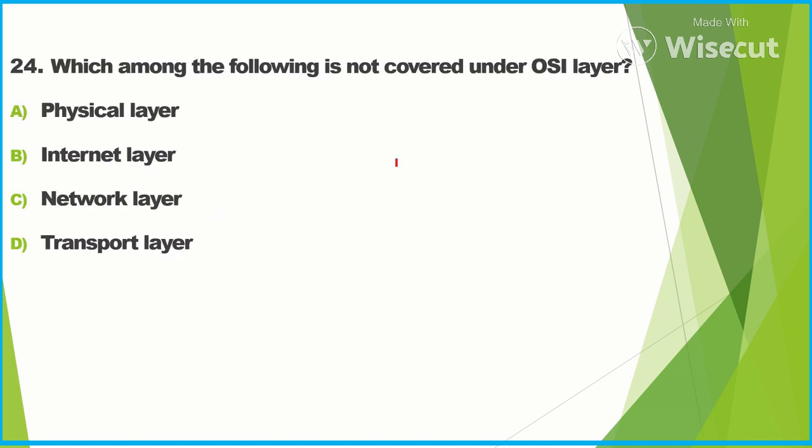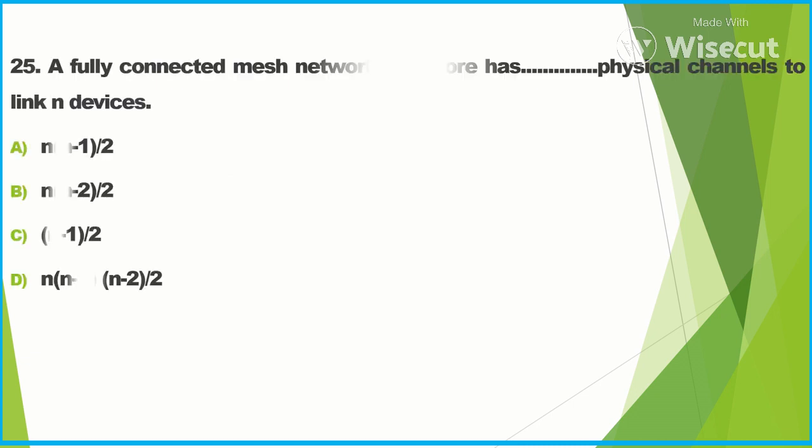Which among the following is not covered under the OSI layers? Physical layer, internet layer, network layer, transport layer. So it is the internet layer, that is not under the OSI model. A fully connected mesh network has how many physical channels to link n devices? That is n into n minus 1 by 2. Important, n(n-1)/2.